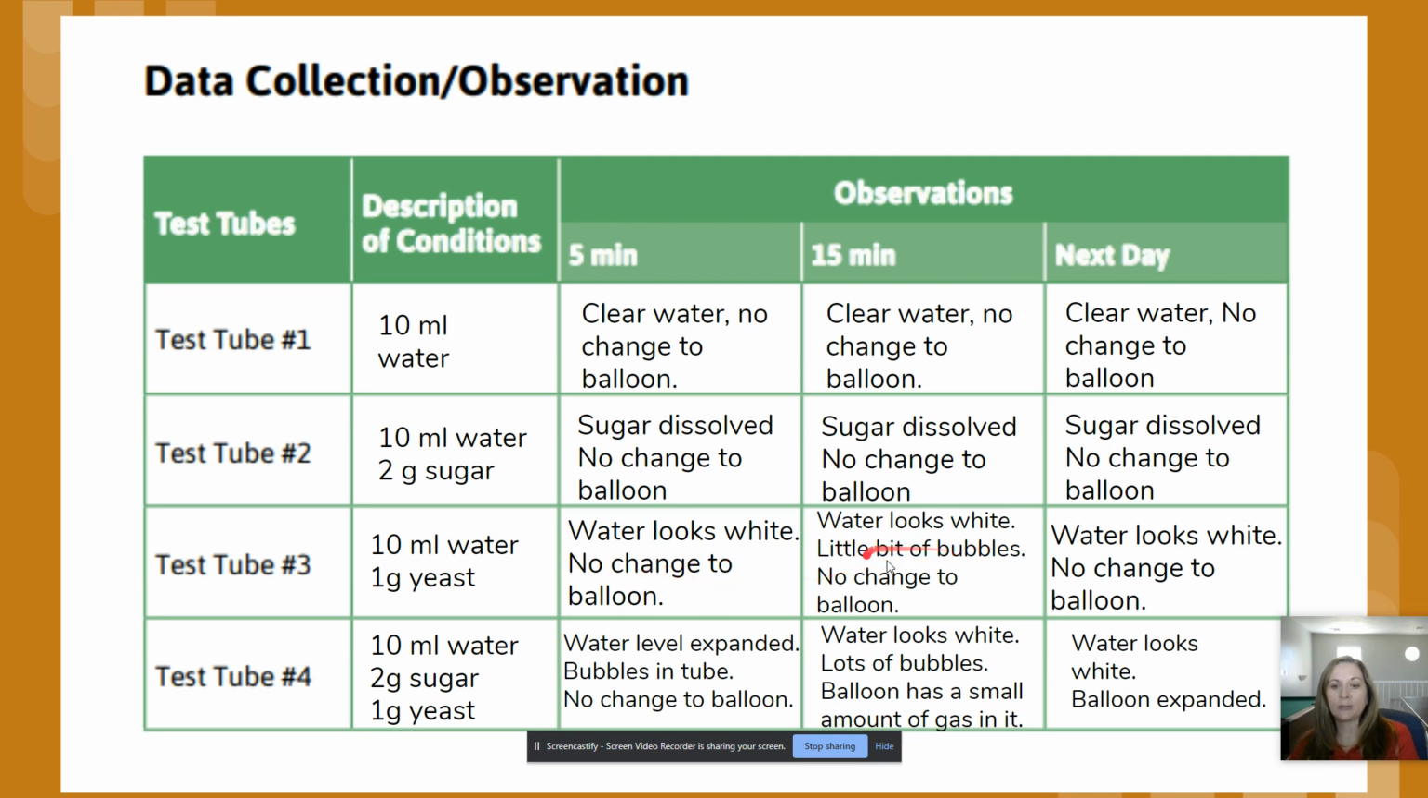We did get a little bit of bubbles right after 15 minutes, but then those went away and there was still no change to the balloon. There was not any gas in there filling up that balloon.